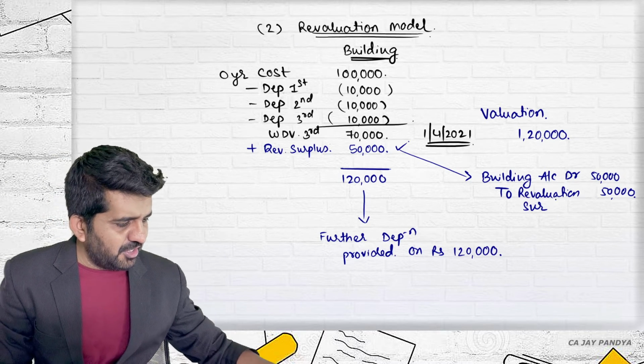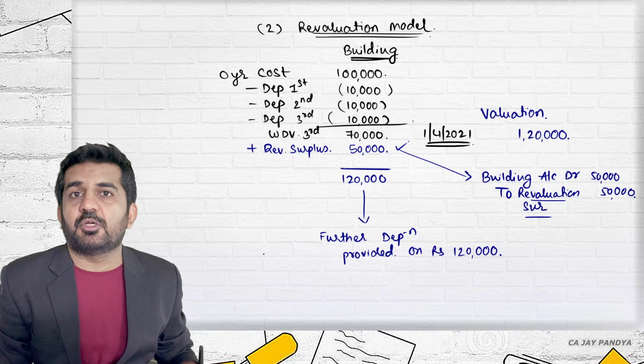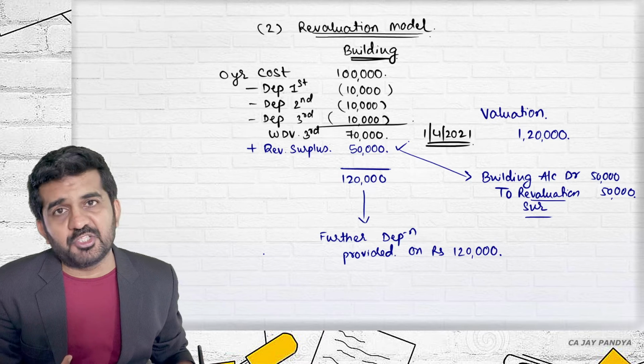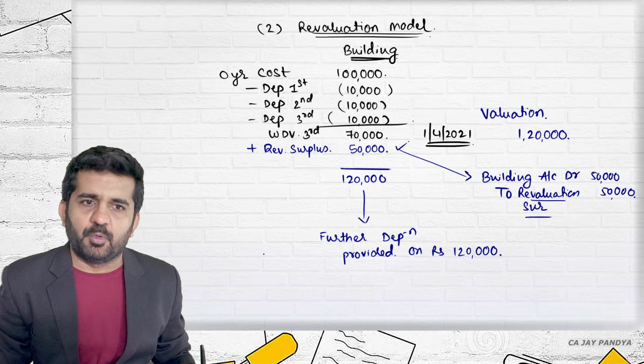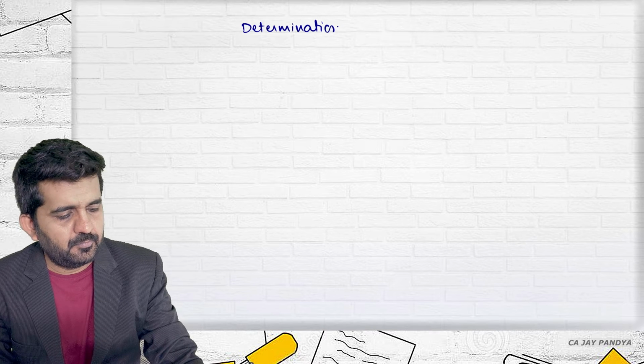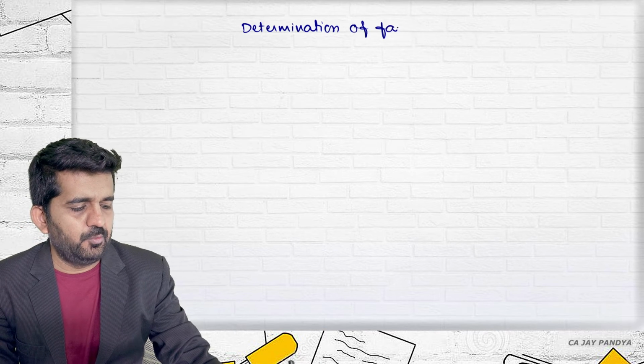What are the other journal entries? Every time, sir, is it revaluation surplus? If the value of the asset was coming to 50,000 rupees, then what journal entry is to be passed? Everything that we are going to learn. First, understand how to determine the fair value, or revalued value. Determination of fair value.